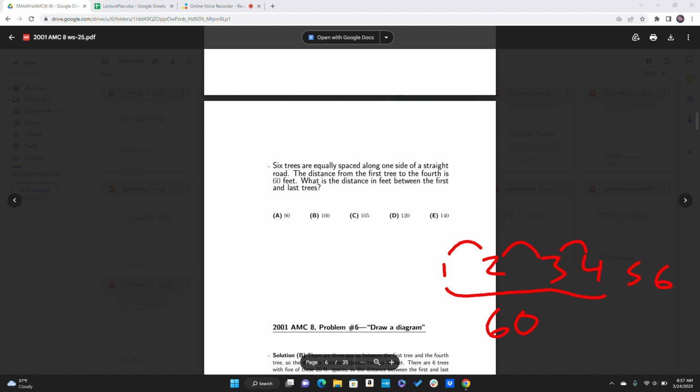That's 60 feet. So one distance is going to be that 60 divided by 3, right? So 60 divided by 3 is 20. So all of those distances are 20. You add them together and you get 60. All right, so between the first and the last tree, we've got another 2 distances, another 2 20s. So we've got 5 times 20, that's 100. That's our final answer for the distance.